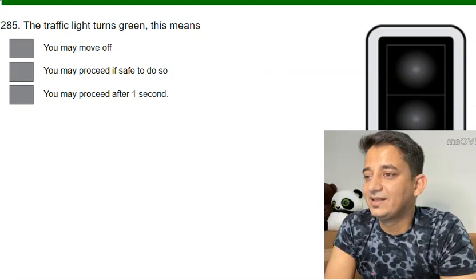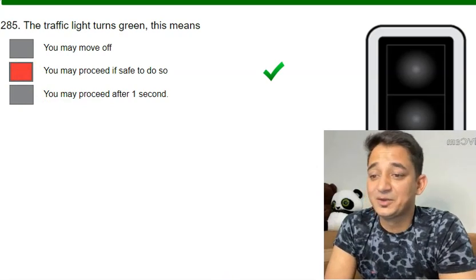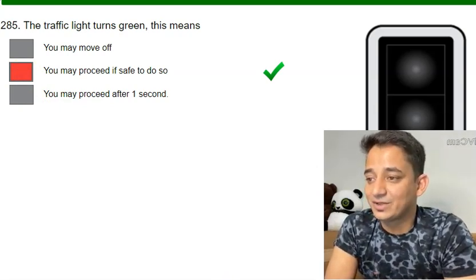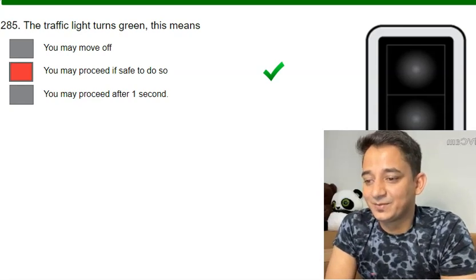The traffic light turns green. This means you may move off, you may proceed if it is safe to do so. See, this is again tricky. Green means you can go, but as per the law, the right option is you may proceed if safe to do so.